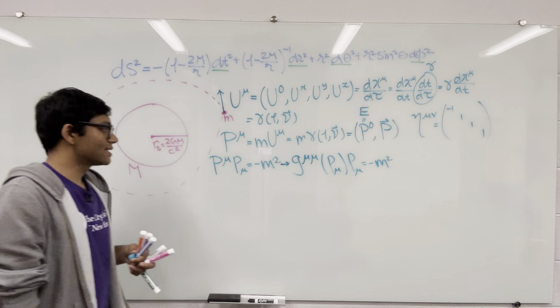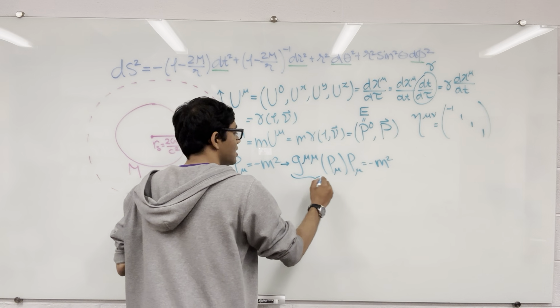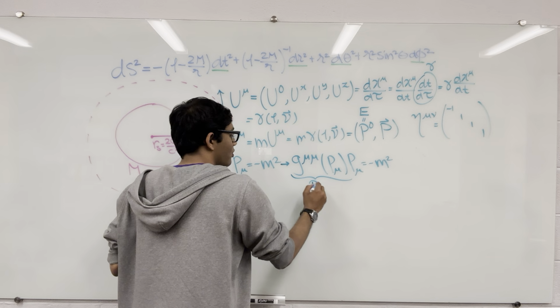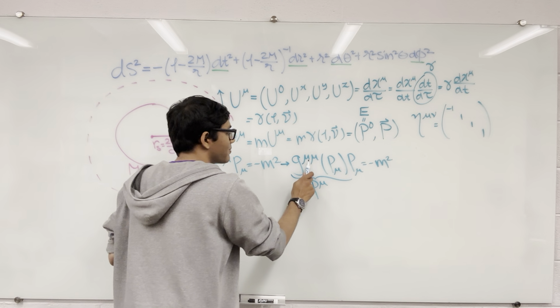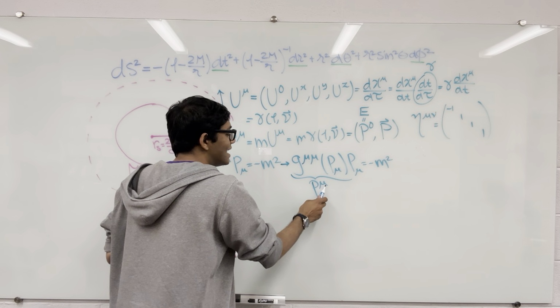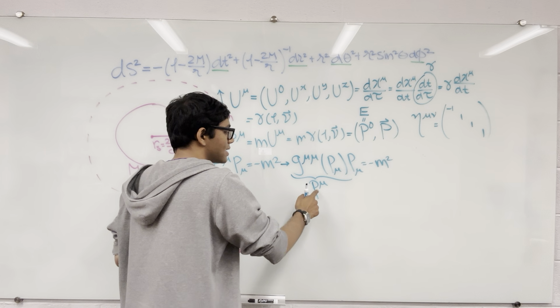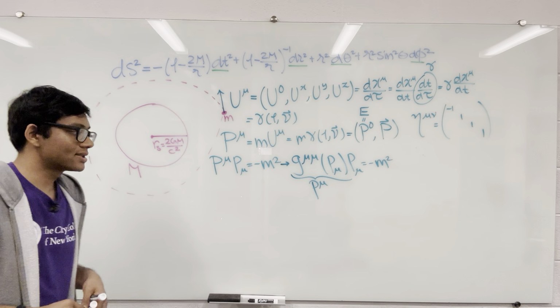So what I just did is I so-called lowered the index. So this g^μν times p_ν is equivalent to p^μ. Essentially, multiplying this contravariant metric with this covariant index raises the index like this. Or if you follow the operation backwards, it lowers this upper index into a covariant index.